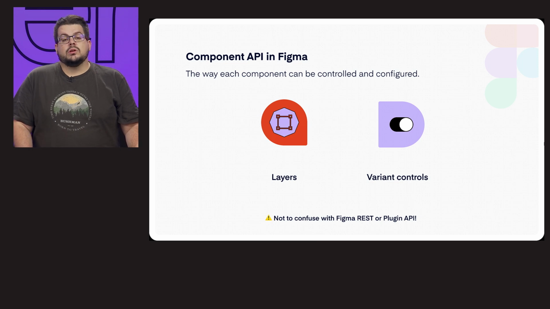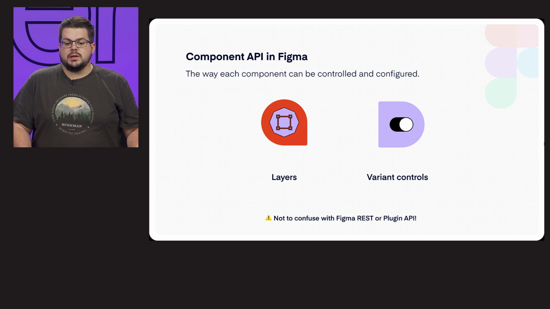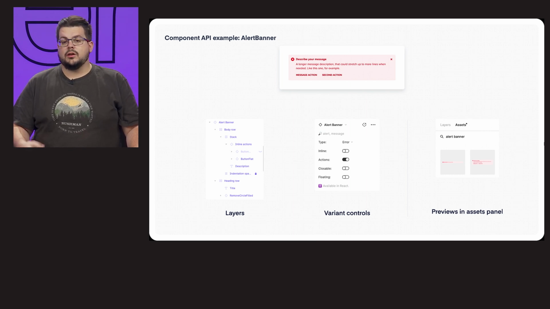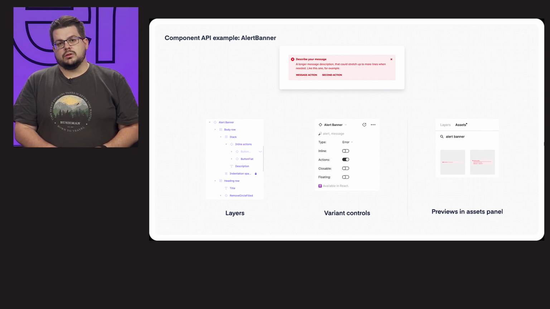In Figma, we have a few options for how we can set up our component API. We have layers, and we have variant controls. Let me show it on an example of an alert component. For our component, we have a layers panel that has layers like title, description, icon, and actions, and this layers panel is visible to designers who are using the component. But there is also something that I call variant controls or variant knobs, which are present on the right side of the Figma UI. And this is how designers can control all the variants that they want to have on their canvas. There is also a preview in the assets panel, which is very helpful for designers because it's also part of the API that components use to communicate to designers.